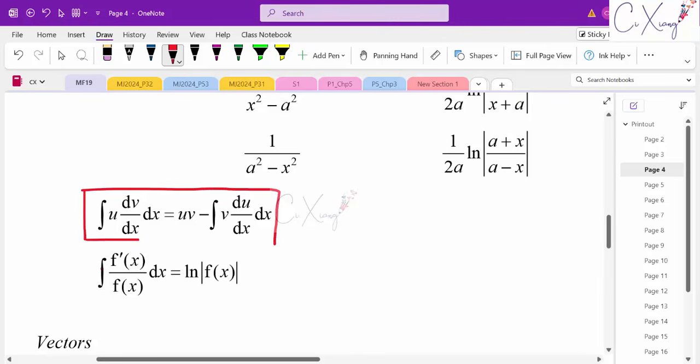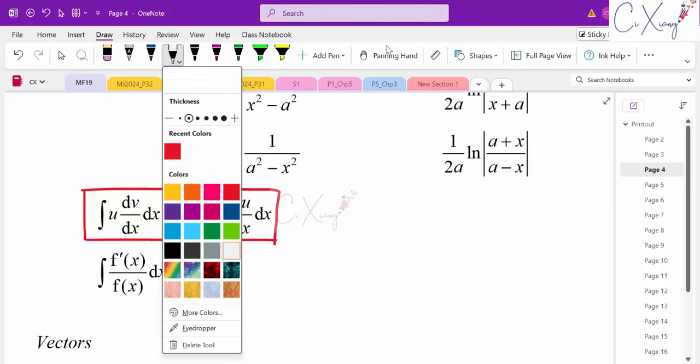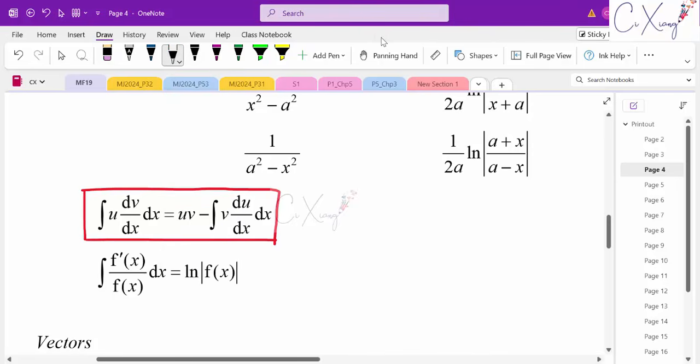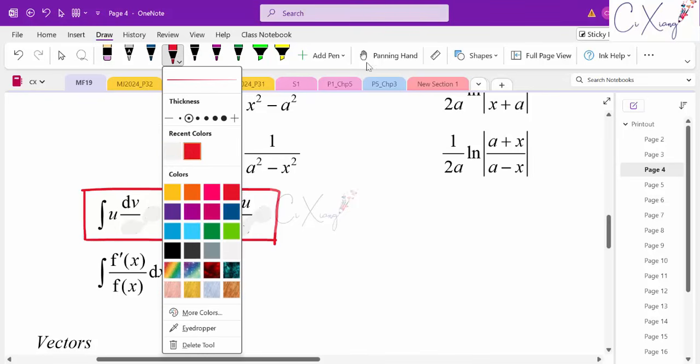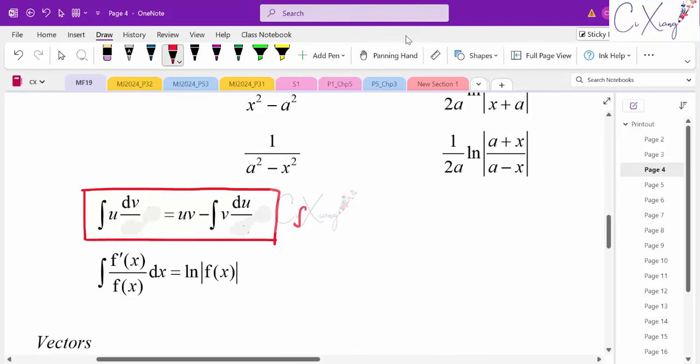Usually, to make it easier, I cancel off the dx, because dx and dx can be cancelled off here. This one is also the same. So the formula that I usually use here is: integrate u dv equals uv minus the integration of v du. Okay, so this is the formula that I usually use.